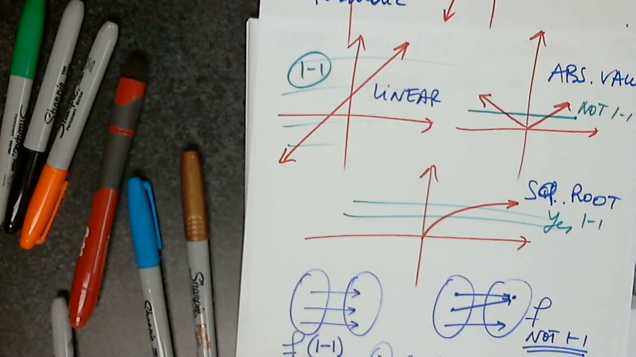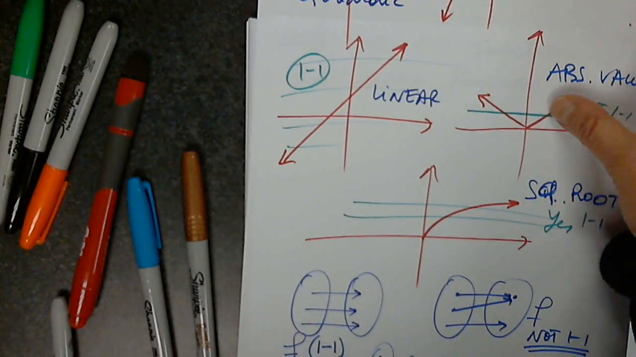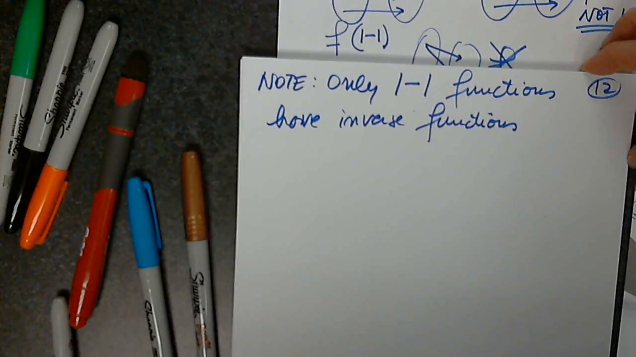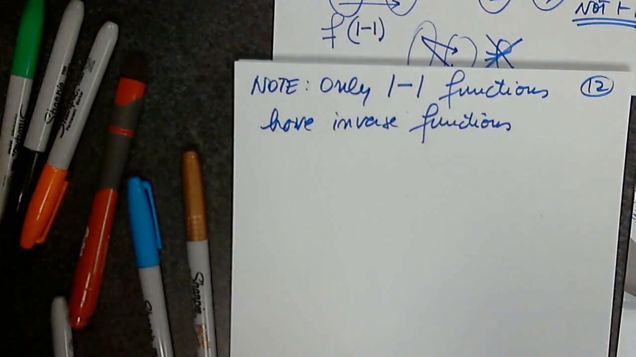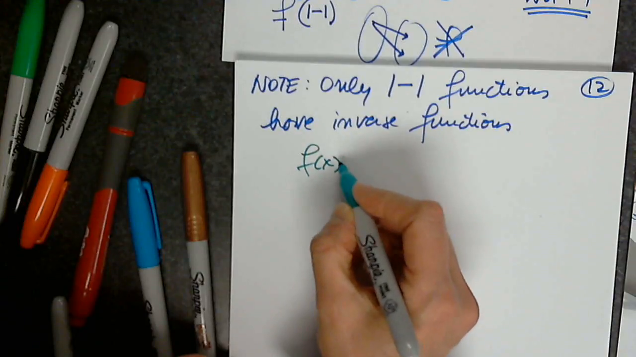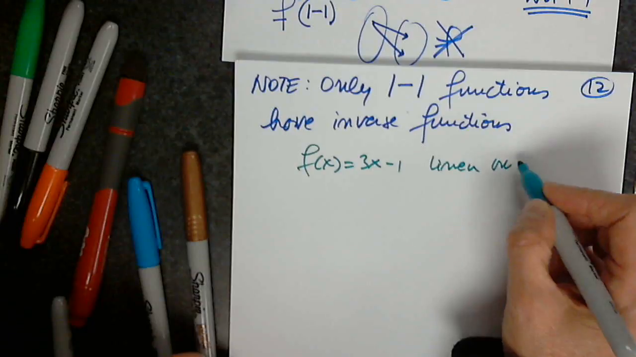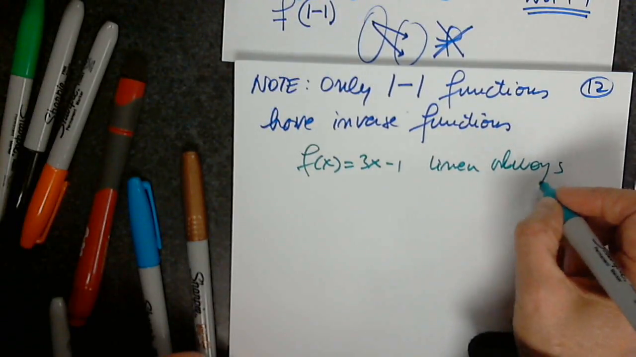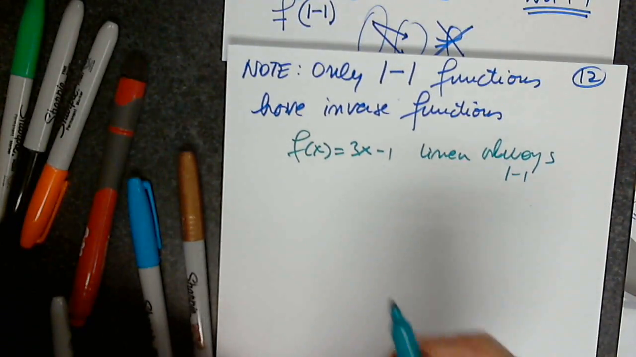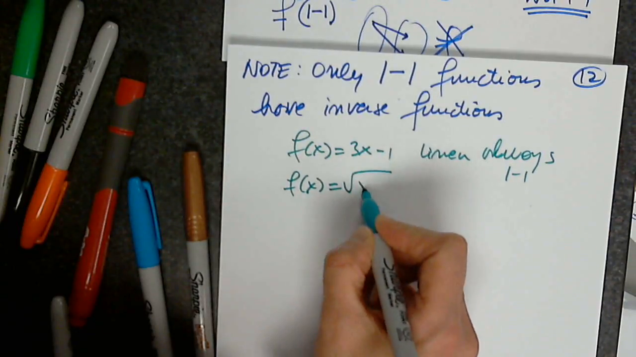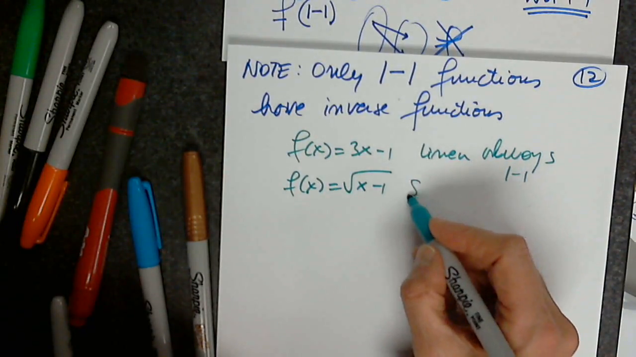So when I check whether a function is one-to-one, I'm looking at the graph and say by the horizontal line test, it is or it is not. There are other ways if I'm given the algebraic expression. If I'm given, for example, f of x equals 3x minus 1, I'll say linear. Always one-to-one.